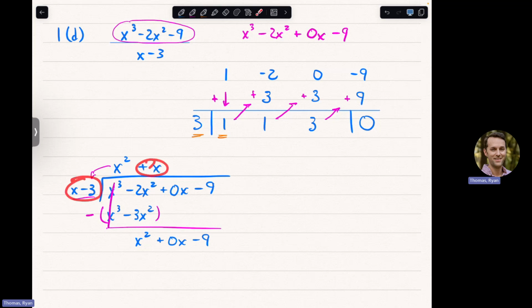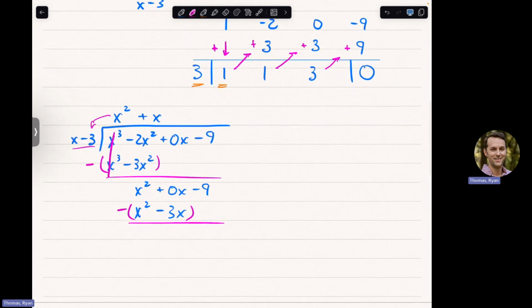x times x minus 3 would be x squared minus 3x. And now you see why I wanted that placeholder in the ones place, the degree 1 place. 0 minus -3, so 3. And then x goes into 3x 3 times. That is 3x minus 9. And we subtract and get remainder 0 again.